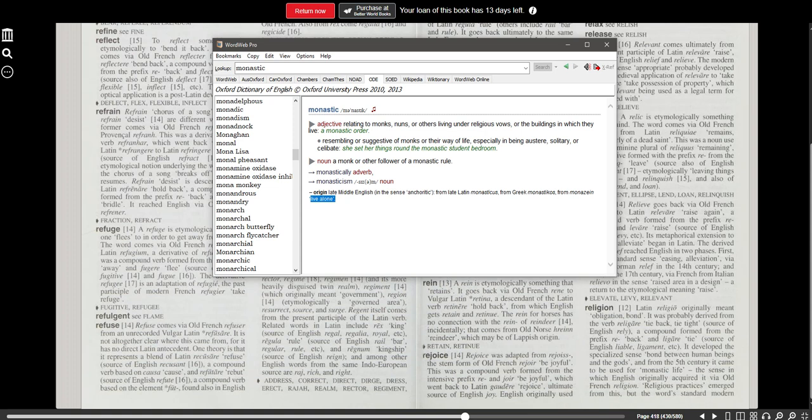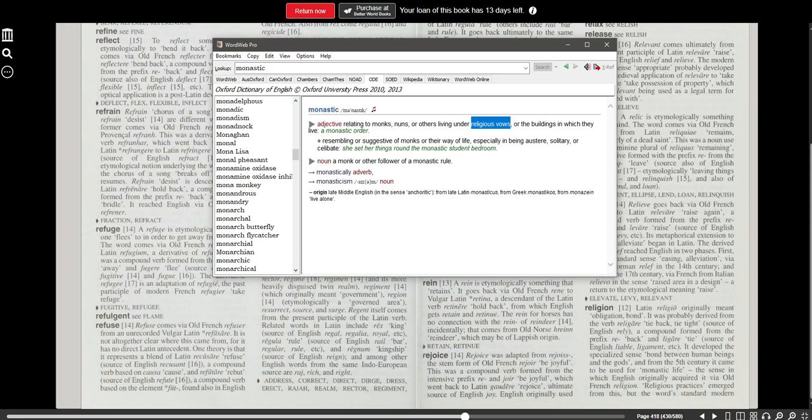Living alone. This is what this word is referring to. Now look, you see up here, it says it's related to monks, nuns, but you got to catch this part. Others living under religious vows. See how they connect the word religion to vows?